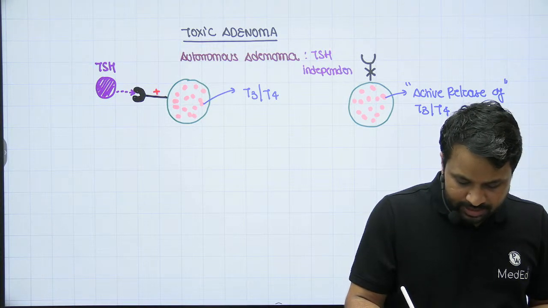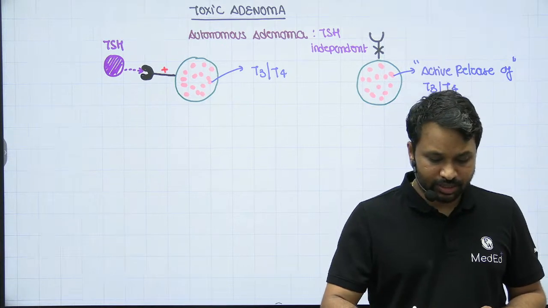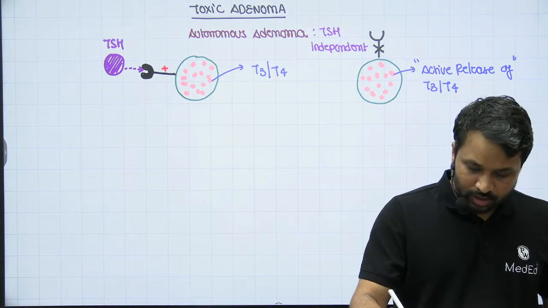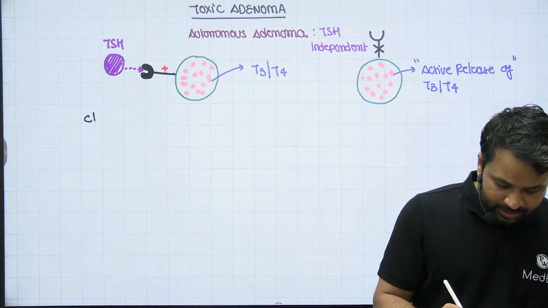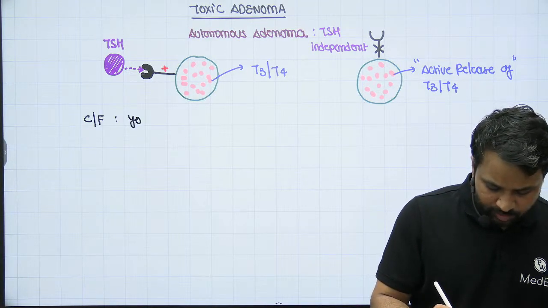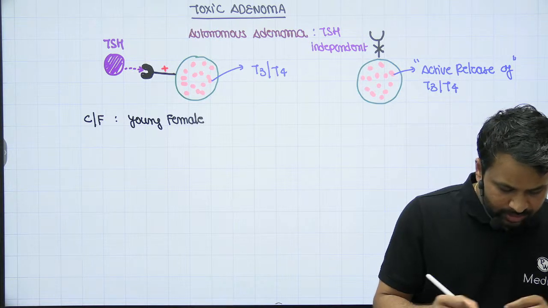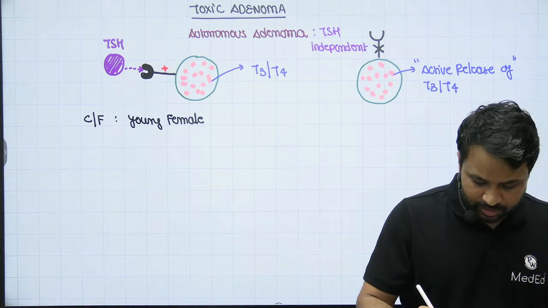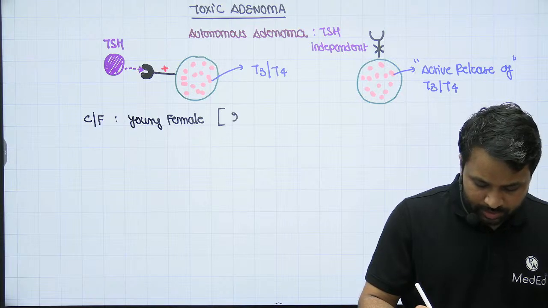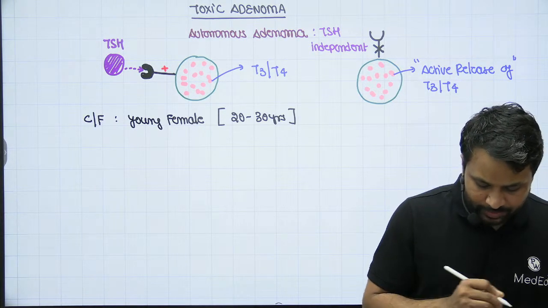This is basically a TSH independent nodule. So when you look at their presentation, again you will see these are relatively seen in young females. Toxic adenomas are seen in young females, usually between 20 to 30 years.